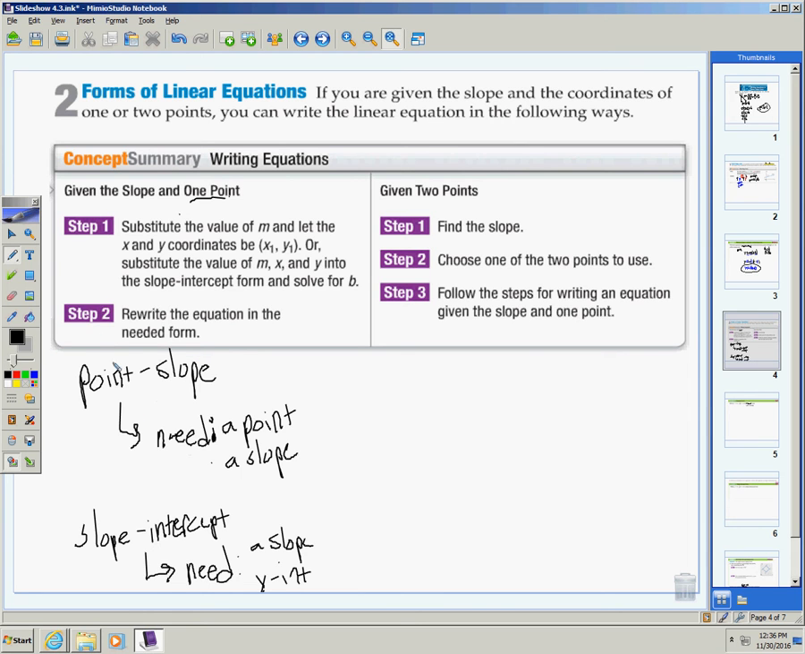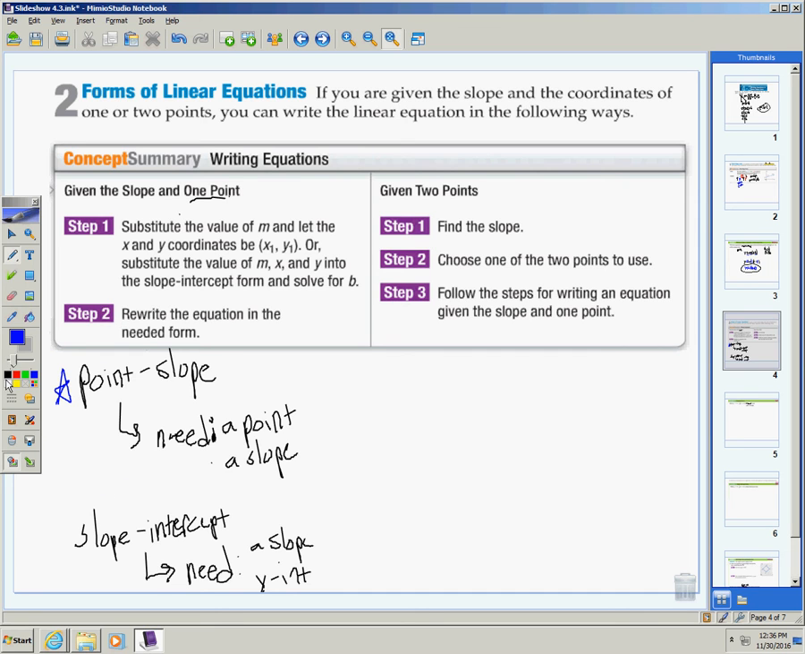form. After today, I don't care which way you use. I want you to practice with both of them so you can figure out which one you like better. I know I like point slope more, but some people prefer doing slope intercept. I don't care which way you do it. And we use these when we have a slope and a point.